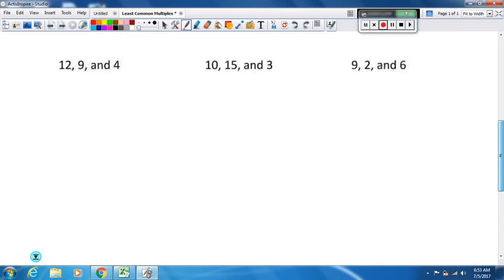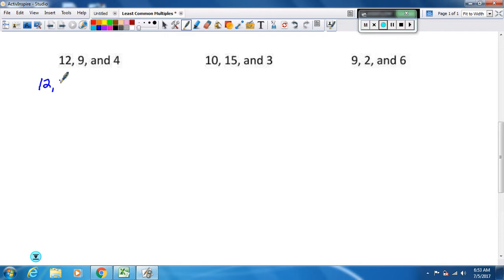Twelve, 9, and 4. I've got 12. 12 times 2 is 24. 12 times 3 is 36. 12 times 4 is 48. And 12 times 5 is 60. Okay, so 9. Which one of these numbers can you divide by 9? 36 is the smallest one.